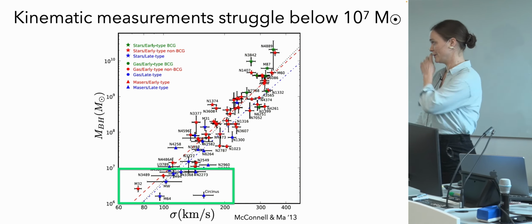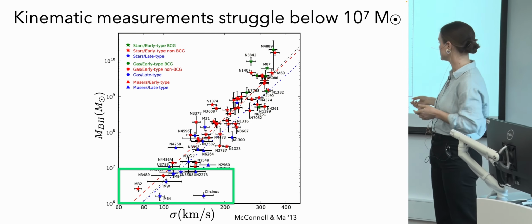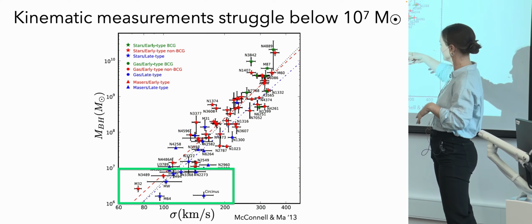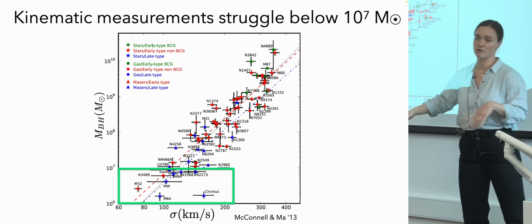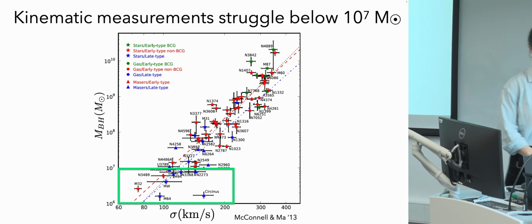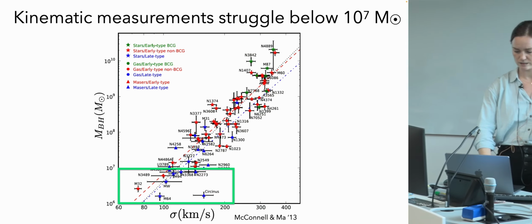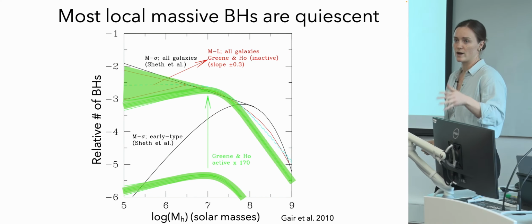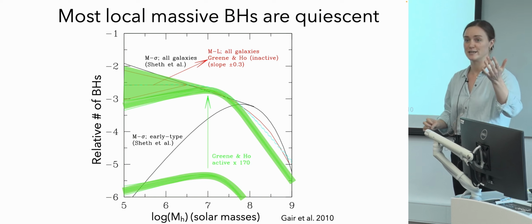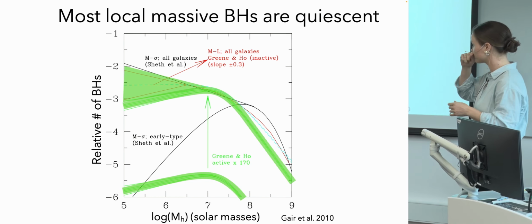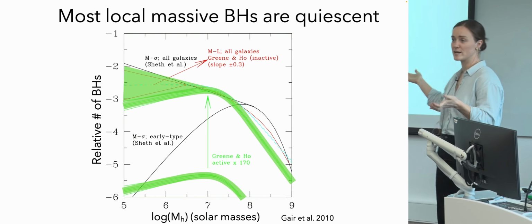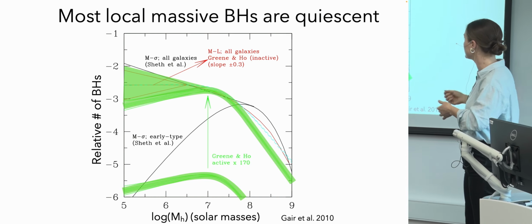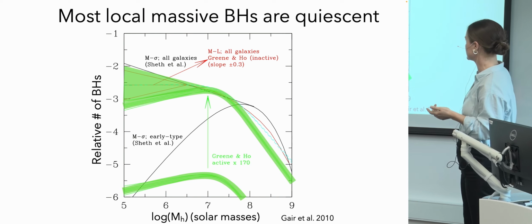And so if you look, for example, at the classic M-sigma relation, this is from the McConnell and Ma 2013 paper, it's very well populated above 10^7 and starts to fall off below 10^7. And we actually expect the black hole mass function to potentially increase at lower masses, although it's quite uncertain. Of course, you can potentially see smaller black holes if they are accreting as active galactic nuclei. But it turns out that most massive black holes are quiescent.